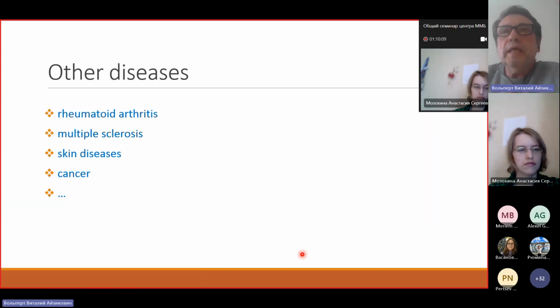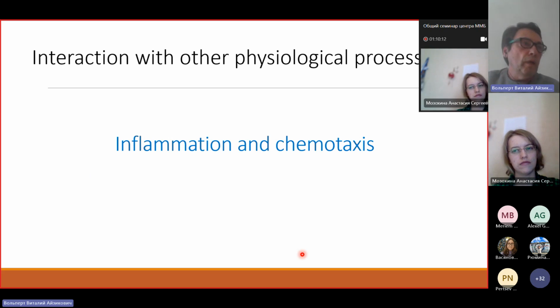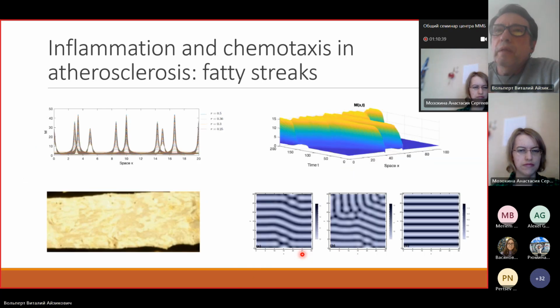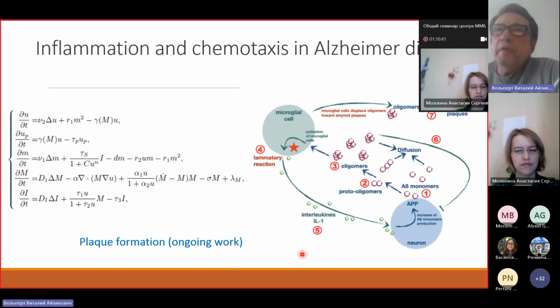Well, other diseases, we discussed some of them. I have only 5 minutes, so I will not discuss this. In fact, there are 2 remaining questions: inflammation and chemotaxis, and inflammation and thrombosis. I will only say that chemotaxis really is very important here, as we understand now, chemotaxis in atherosclerosis, chemotaxis in Alzheimer's disease, and I suppose also in other diseases.